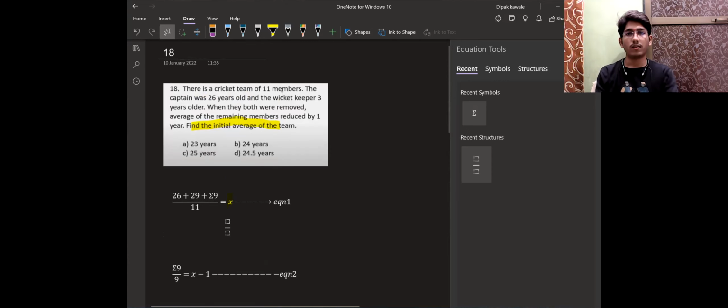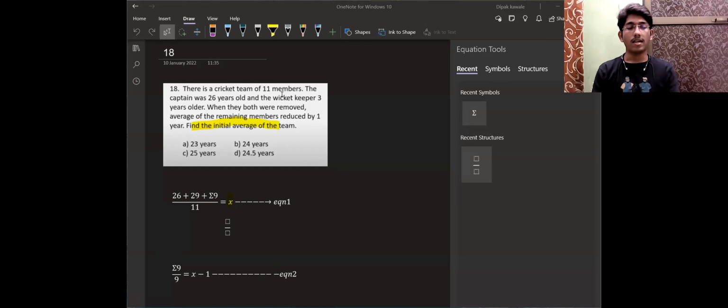Now students, tell me, it took around 5 minutes. In an aptitude exam we cannot take this much time, correct? It should be solved within 5 to 10 seconds. So let's see if we can solve it without touching the pen.